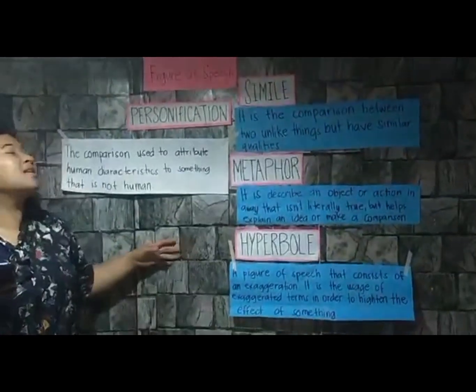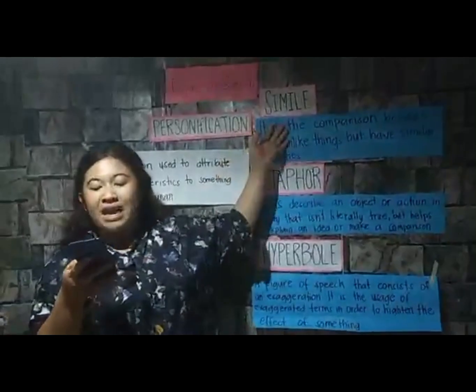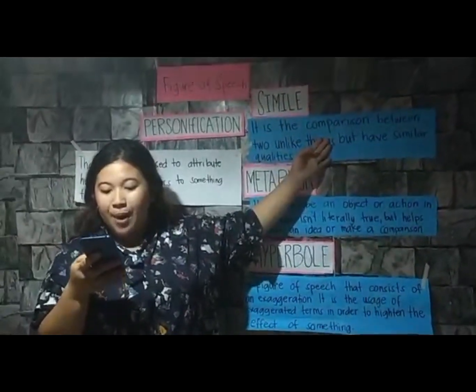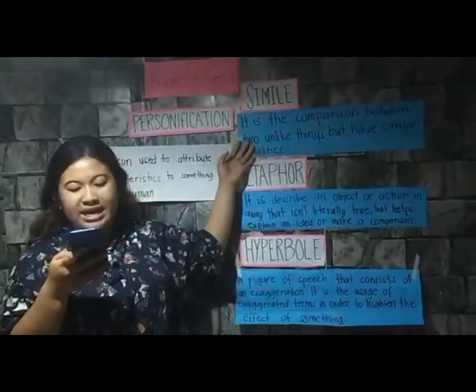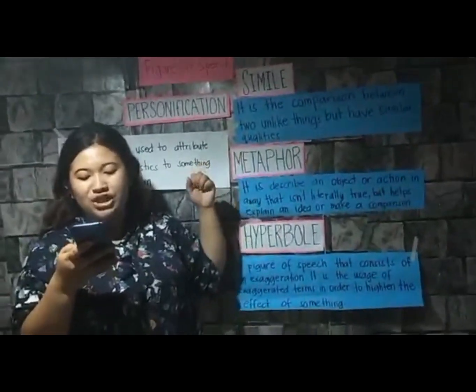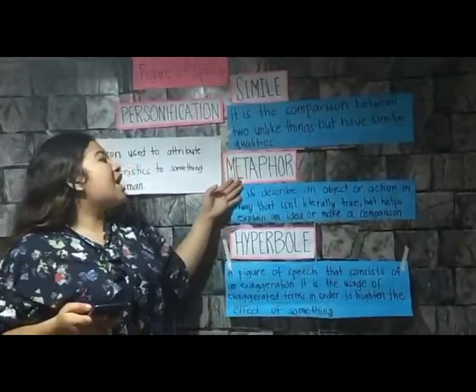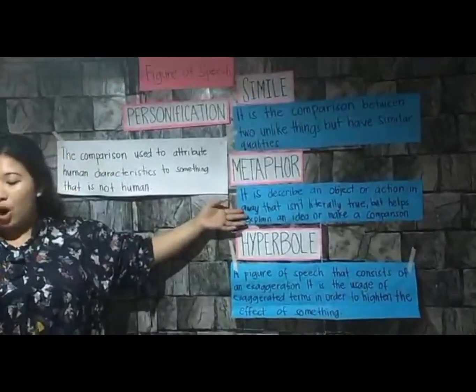So now let's review first the simile. Simile uses the words like and as in comparing two things that are not truly the same. For example, Virgie is like a sun in the middle of the darkness. Next is the metaphor.